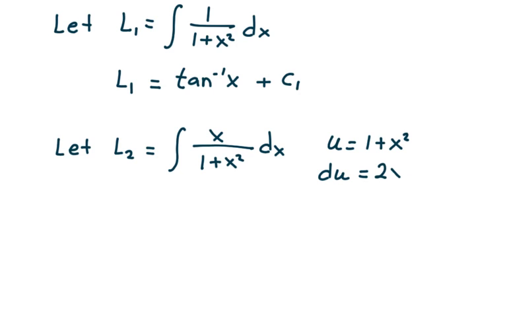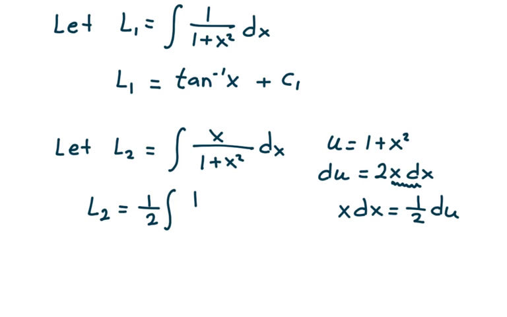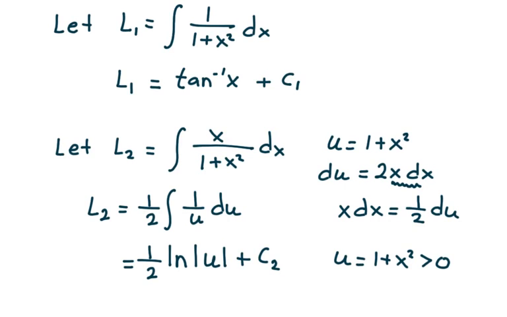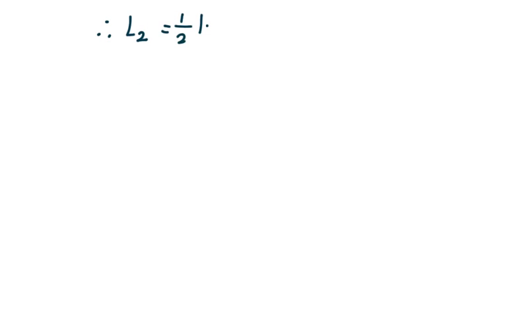Now, du is 2x dx. But if I solve for x dx, I get 1/2 du. And so L2 is 1/2 the integral of 1 over u du, which is 1/2 natural log of the absolute value of u plus, and again, we're going to call it C2. But u is 1 plus x squared, which is always positive no matter what you input for x. And so therefore, L2 is going to be 1/2 natural log of 1 plus x squared plus C2.